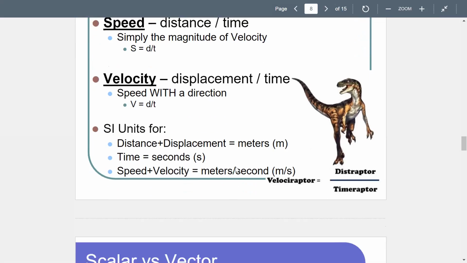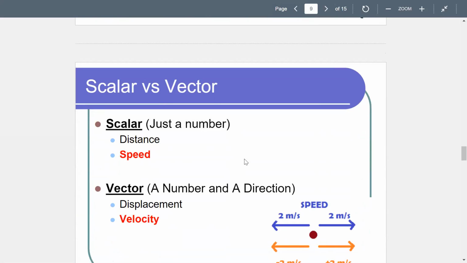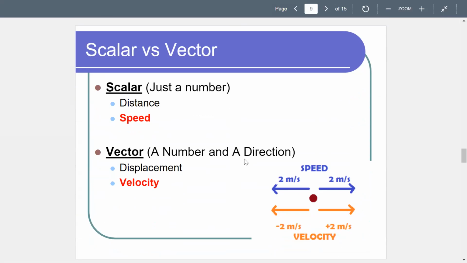Lots of people. So scalar versus vector, this idea really wants you to hone in on this concept that speed is a scalar and velocity is a vector, because distance is scalar and distance is used to solve for speed, and displacement is a vector and displacement is used to solve for velocity.